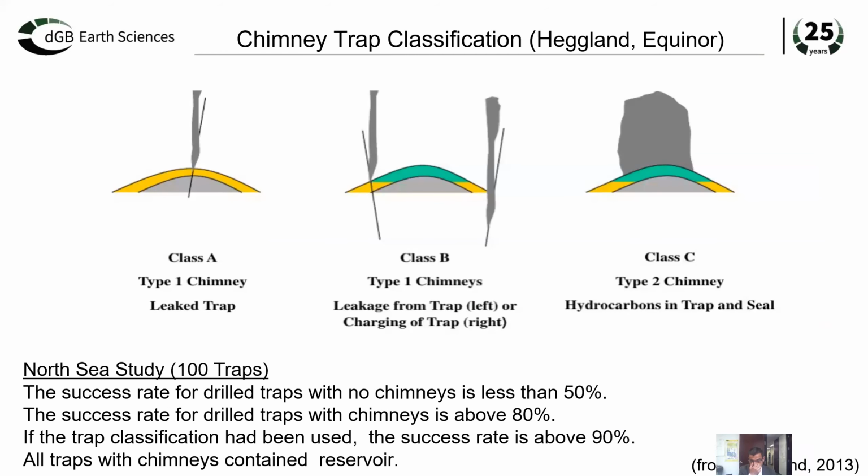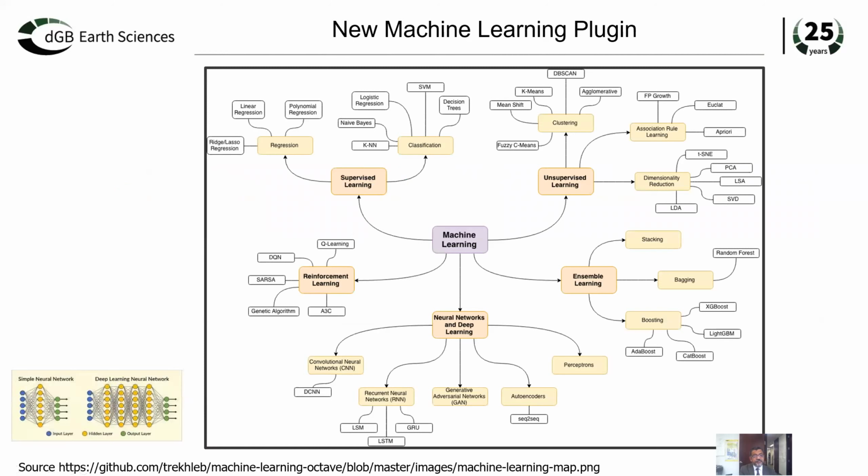And 100 traps from the North Sea were analyzed against the chimneys, and it was found which kind of traps, and how the chimney should look, in order to identify cloudways or side leaking, spill point leaking, or if it is leaking from the front, that would be a leaky trap, and it's better to avoid drilling certain parts. So it reduced a lot of risk. There was a 50% success rate when the chimney was seal leaking.